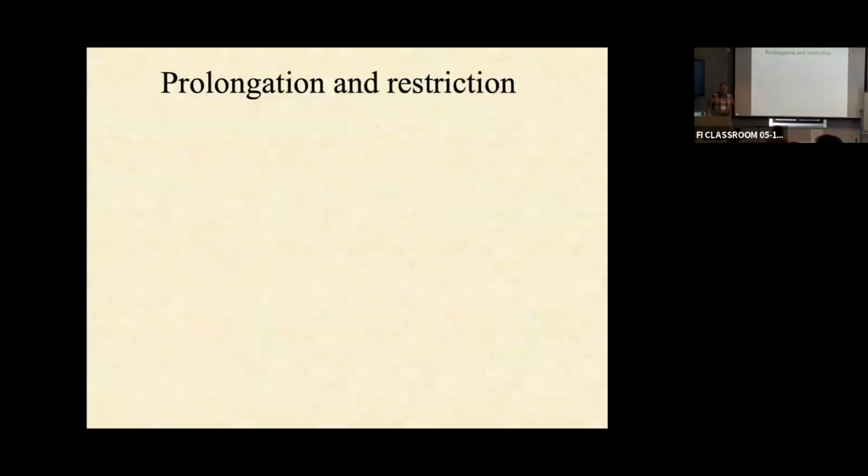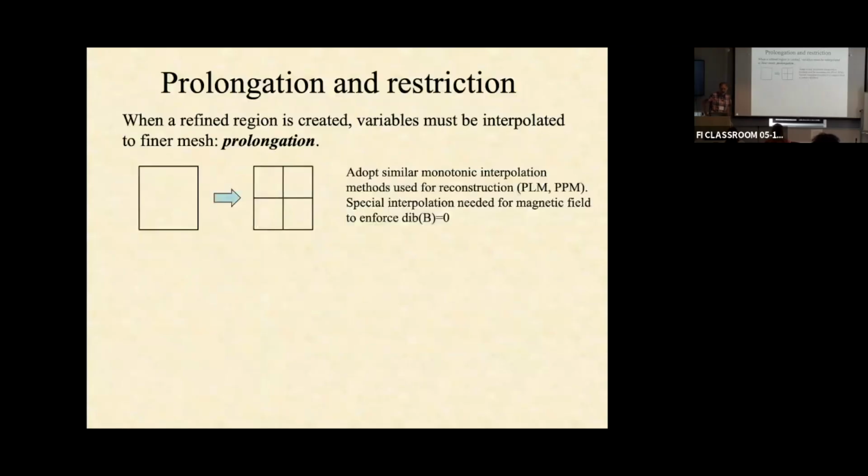Okay, some more things about AMR, and then I think I'm pretty much done on AMR, which is a couple more things. Prolongation and restriction. When you create a refined region, you have to interpolate the variables to the finer mesh, and that's called prolongation. And how you do that in a finite volume method is you generally adopt the same monotonic interpolation methods that I think you heard about on Monday and Tuesday.